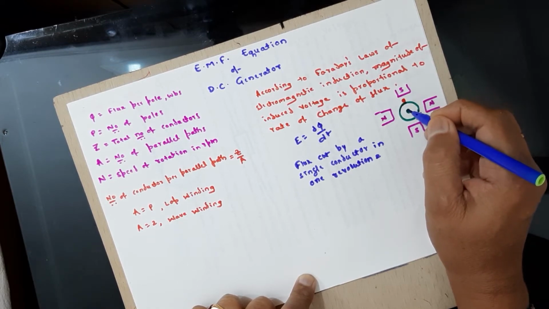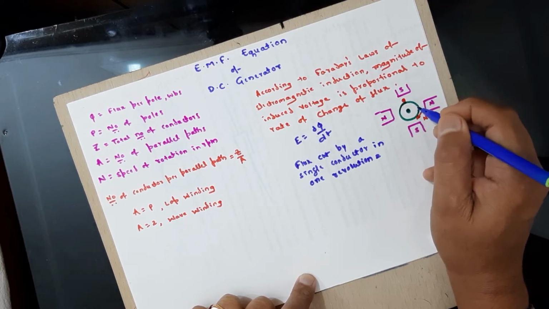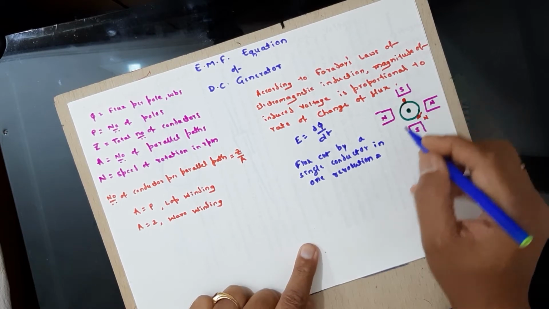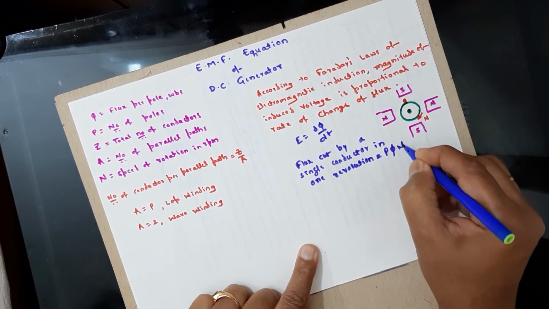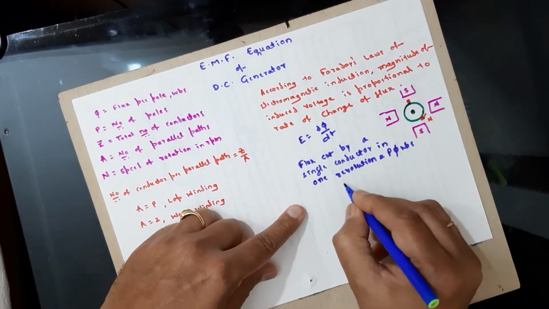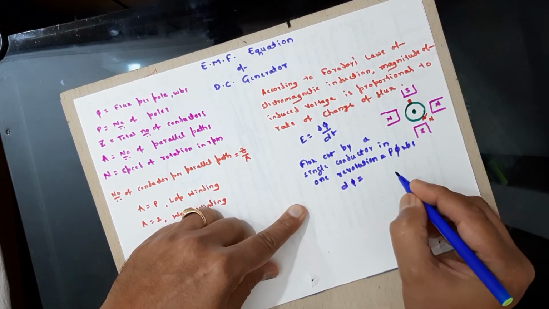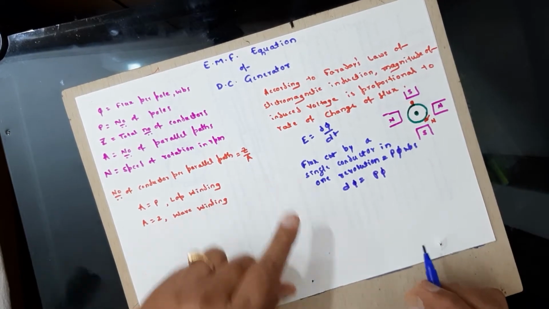If you are generalizing this, if there are P number of poles, either it may be 2, 4, 6, 8, anything, in that case the total flux cut by a single conductor in one revolution is equal to P into phi webers. That is nothing but d phi is equal to P into phi.